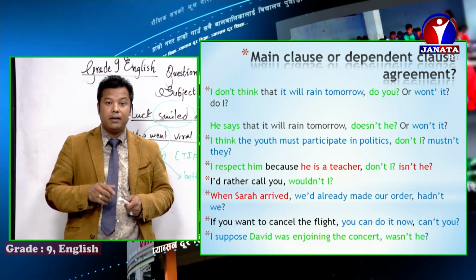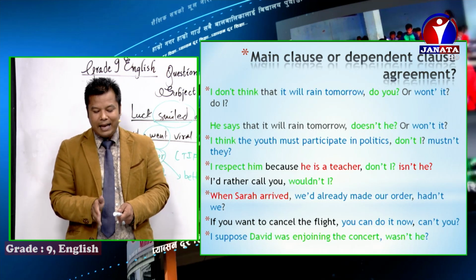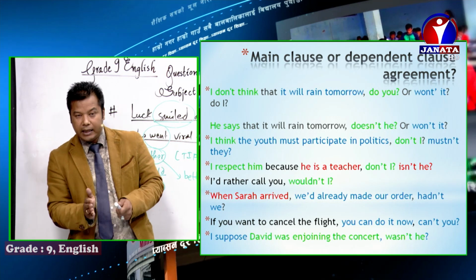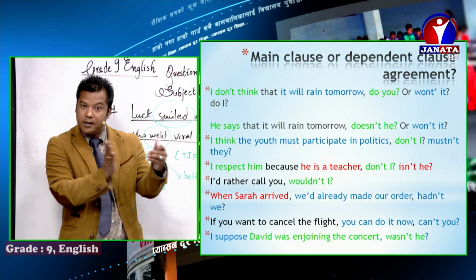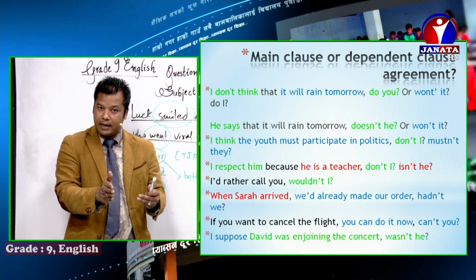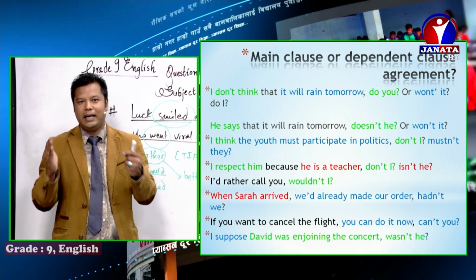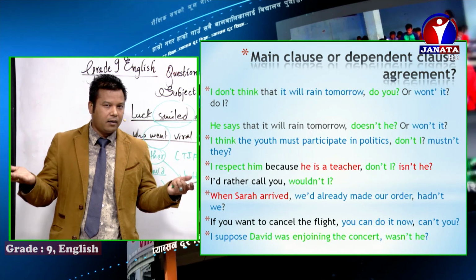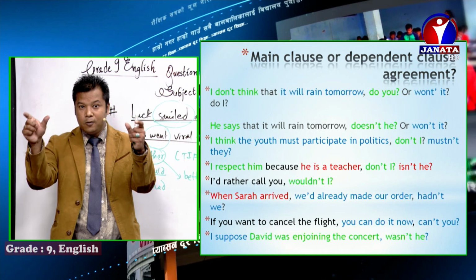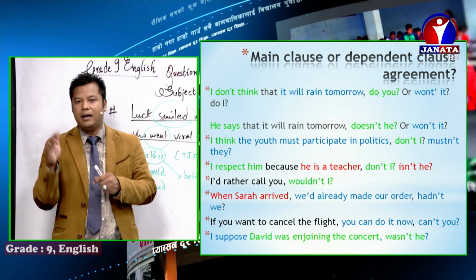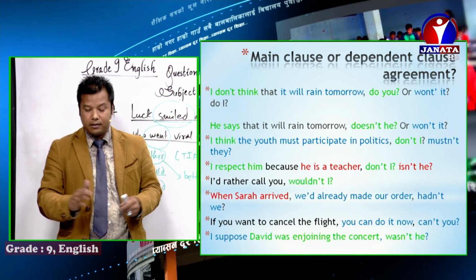The next sentence, again with the clause formation. When Sarah arrived, we had already made our order, hadn't we? Why am I agreeing it with the second sentence? In the sentence, I respect him because he's a teacher, I agreed with the first sentence because the first sentence was the main clause there. Here, when Sarah arrived, it's a partial sentence. I don't get a full meaning from when Sarah arrived. When Sarah arrived, what? I don't know. But when I say we had already made our order, I understand it to the fullest. So this is the main clause, and therefore, I agree with this main clause tag. And therefore, the tag is hadn't we. Done. Positive, negative.